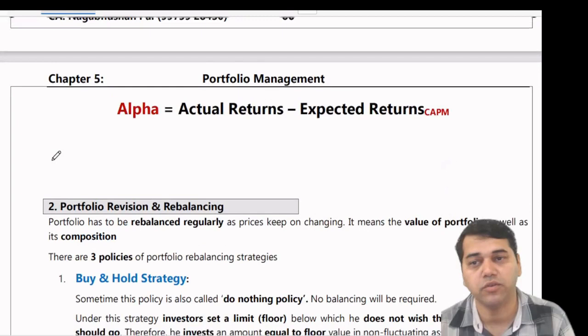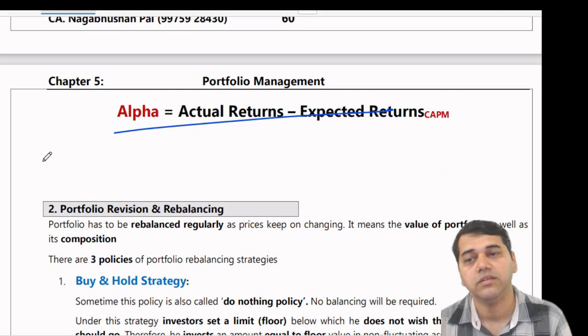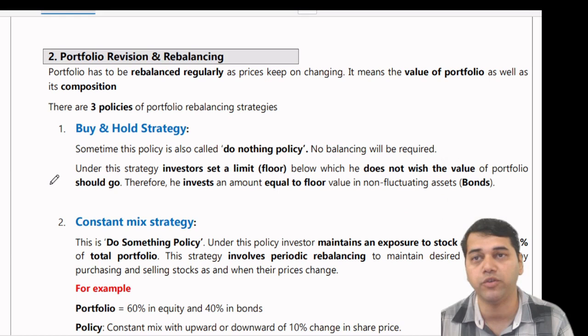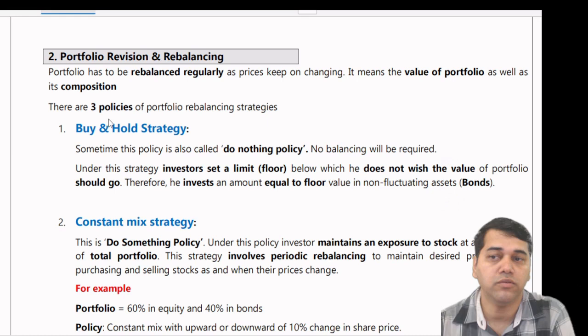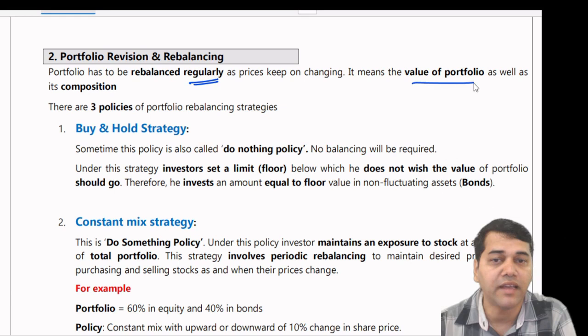Now, this is the equation for your alpha. Now comes the portfolio revision and rebalancing, the last step. From time to time, we have to evaluate how it is performing. Is it better? Should I shift? Portfolios are rebalanced regularly as prices keep changing. It means the value of the portfolio as well as its composition is going to change, so I may have to change.